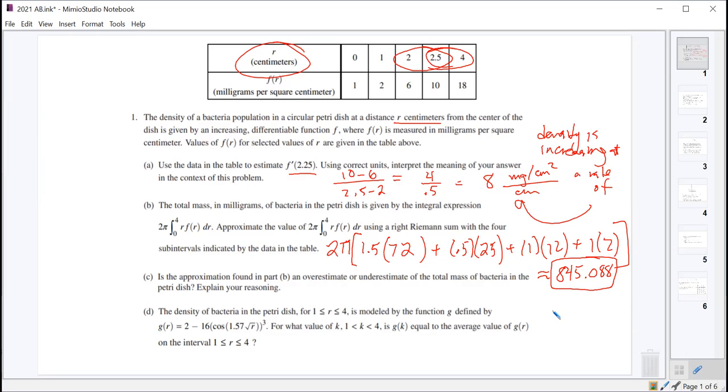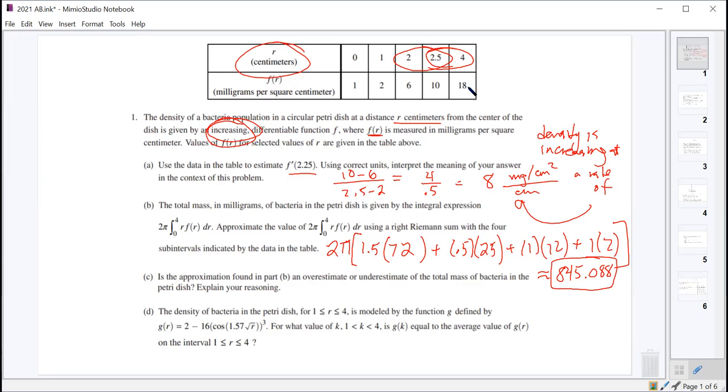Okay. Part C, is that approximation an overestimate or an underestimate? Why is it an overestimate? Right, we did a right Riemann sum. F of R is increasing. It says it is an increasing function.